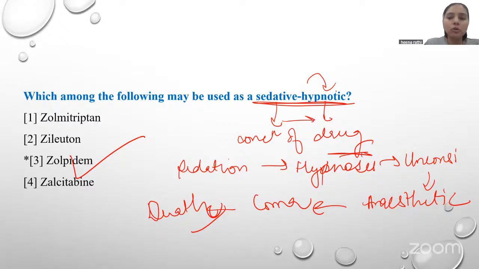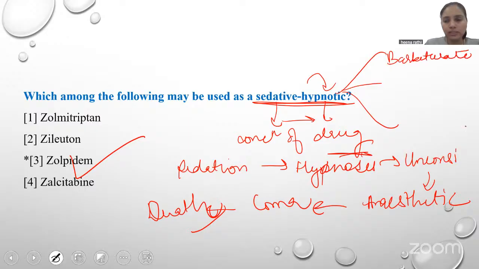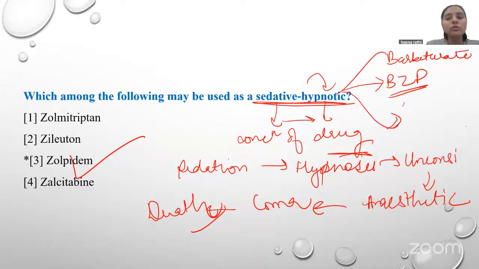Zolpidem is... The sedative hypnotics are also divided into three. First is barbiturates, which are no longer used for this purpose because of their disadvantages, which we have already discussed. Benzodiazepines are the most commonly preferred drugs, but they also have side effects like sedation all day, or short-term effects can be there. So there are new drugs which are non-benzodiazepines, which do not act on the benzodiazepine receptor, like zolpidem, which is used for this purpose.